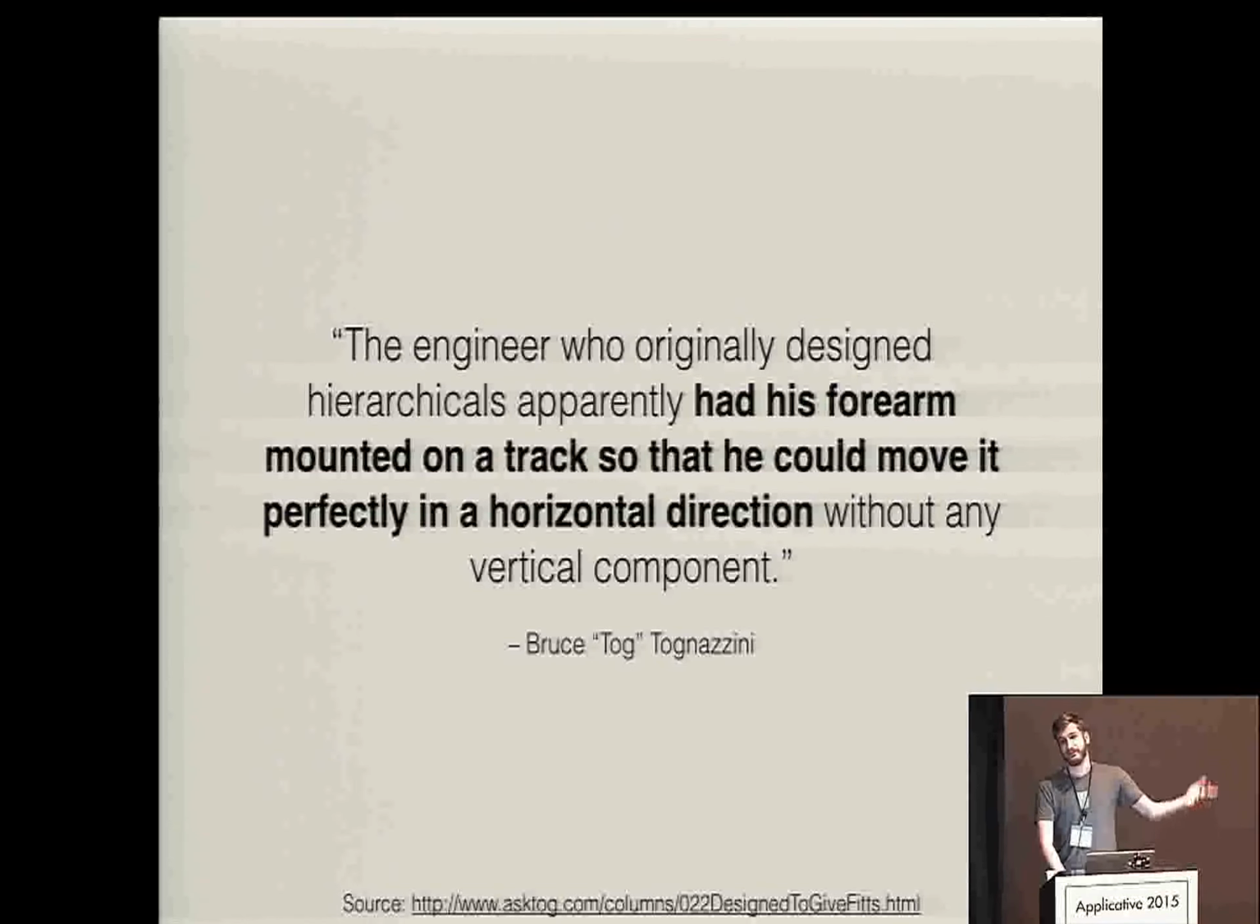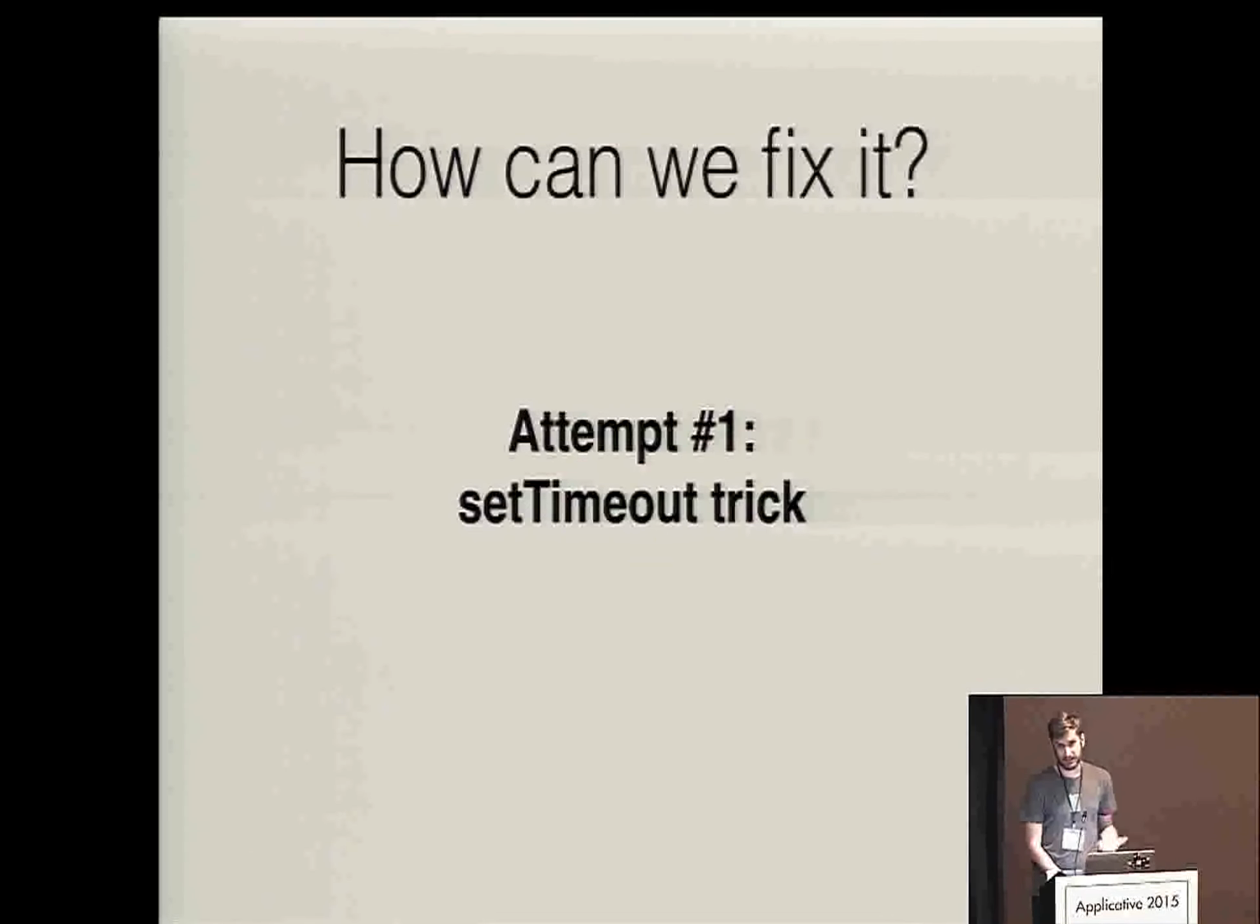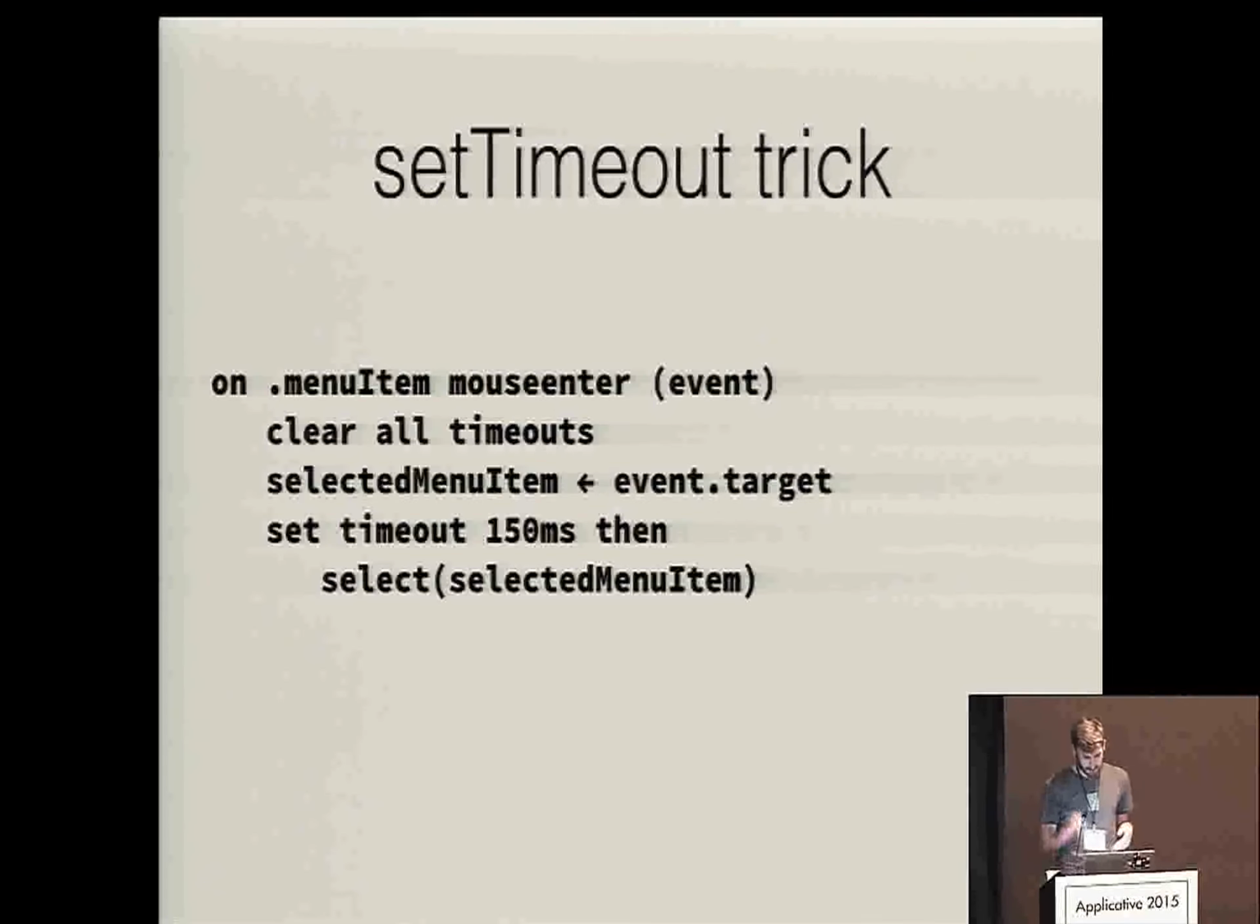So we can fix this. I fixed this before. I think most people have fixed this before. You do a little setTimeout trick. So here's the trick. When you mouse enter on one of these menu items, you clear all existing timeouts. And then you save the selected menu item, and you set a timeout, and you wait about 150 milliseconds for the user to get their mouse to the position, and then you trigger the next item, which is to hide that menu.